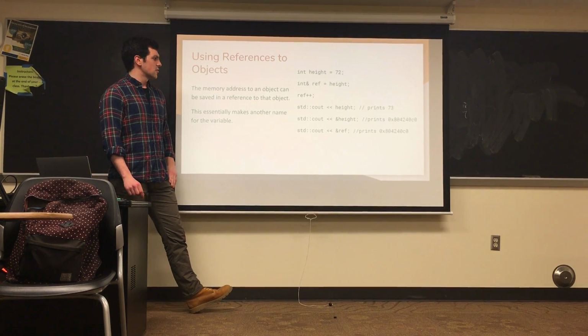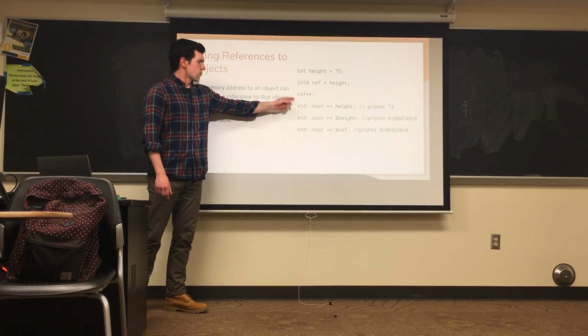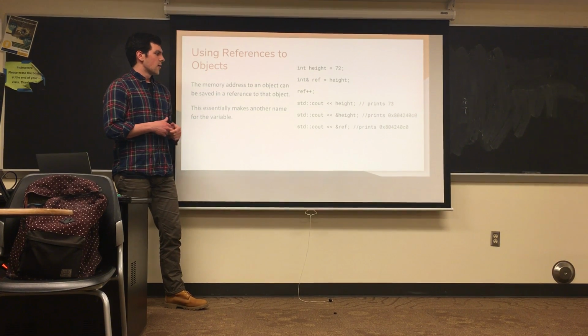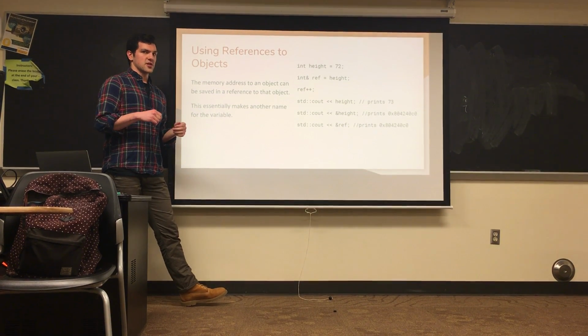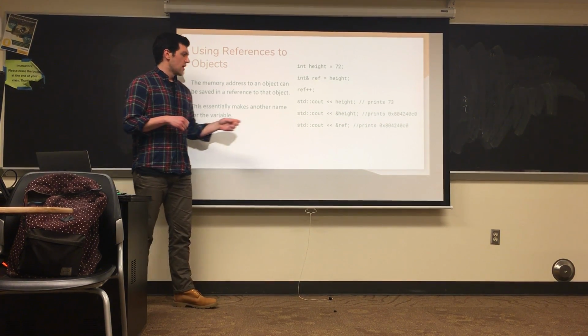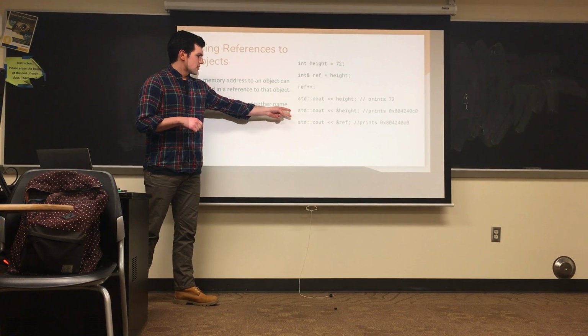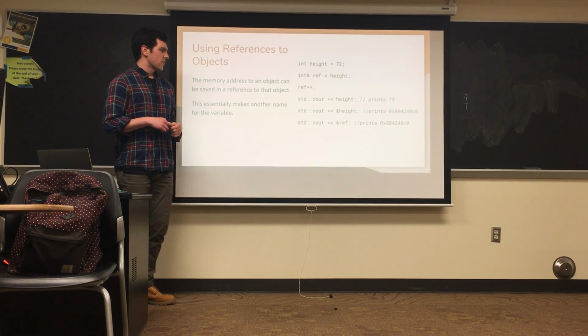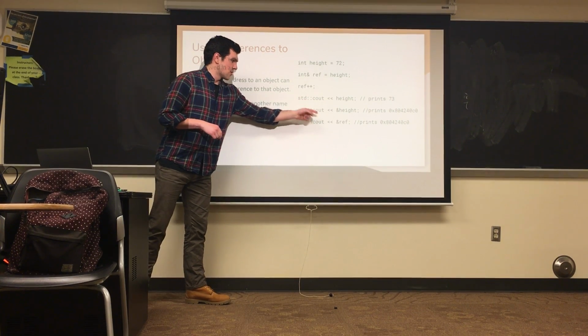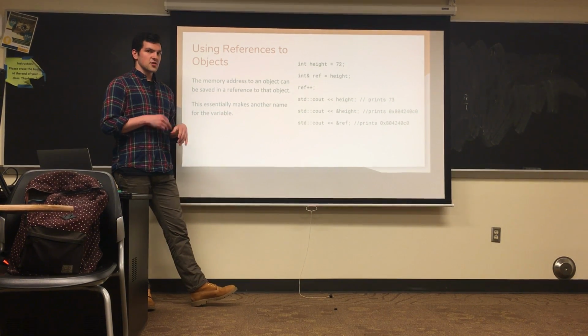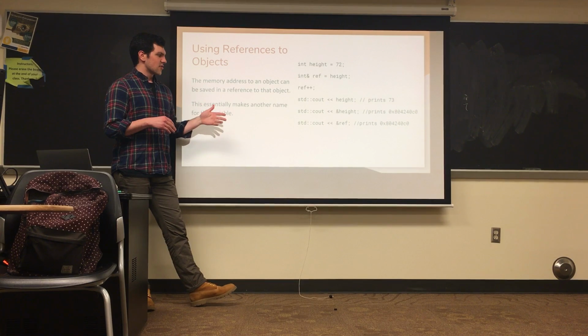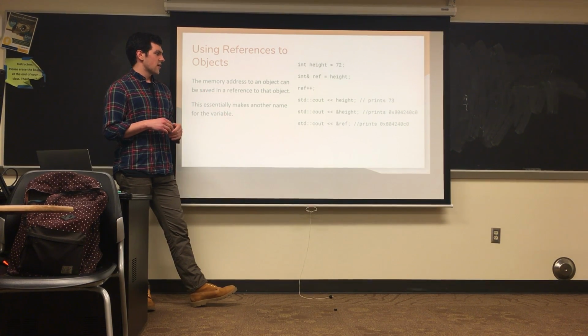And what this lets us do is if we say something like ++ref, and then we print out height, we can see that ref is interacting with the object stored at height's memory location. And what's good to see here is if we print out both ampersand height and ampersand ref, this gives us the memory location of height and ref, and we can see that they're both the same. So ref is just an alias name for height.